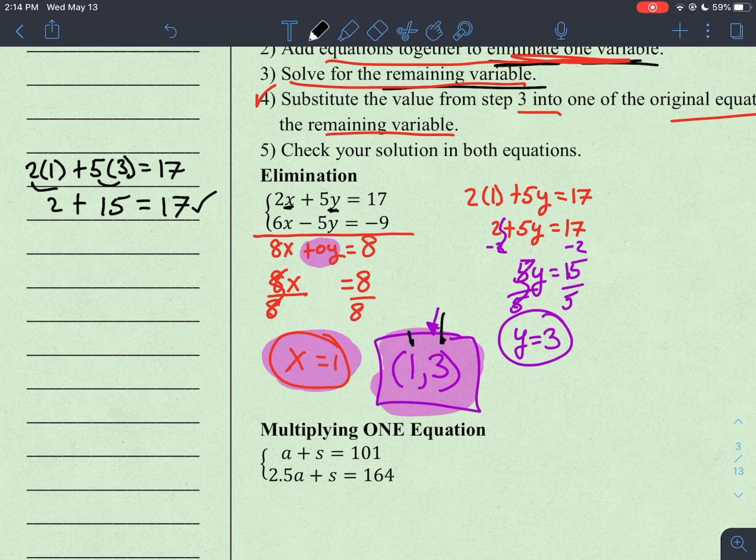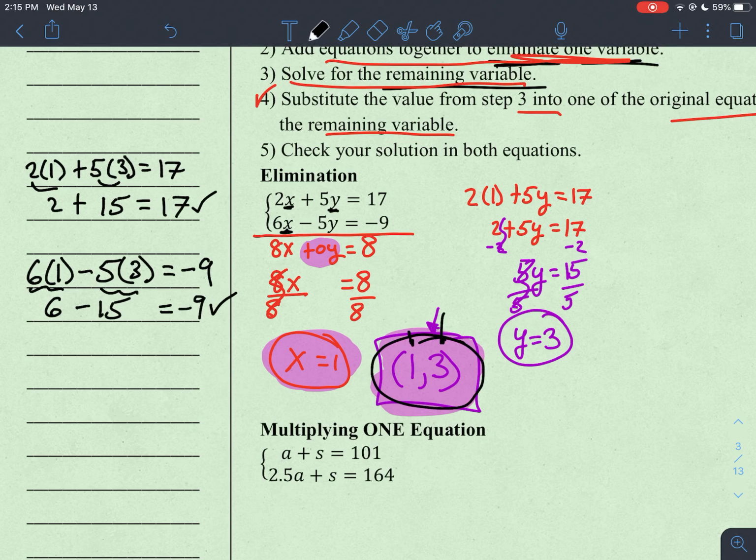Let's do it for the bottom one now. So I'm going to plug 1 in for x. So it's going to be 6 times 1 minus 5 times 3 equals negative 9. So this is going to end up being 6 minus 15, and that does in fact equal negative 9. So this checks out. So notice, the solution is the point where if you plug it into both equations, it makes two true statements.